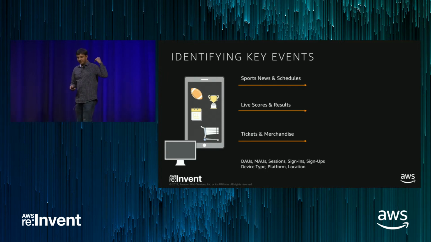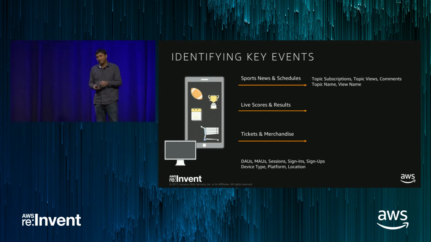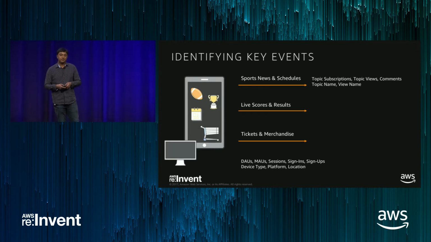Then, for each of those 3 features, I've come up with these custom events that I think are relevant. Now, this is an app that I made up, so I'm free to come up with whatever actions I want to do that for your own application. I would track things like topic subscriptions. So are people subscribing to news alerts on transfers? Are they subscribing to news alerts on tournaments? I would basically track each of those topic subscriptions.